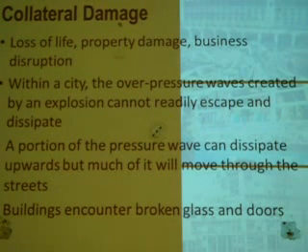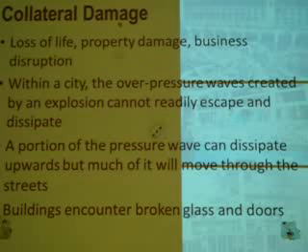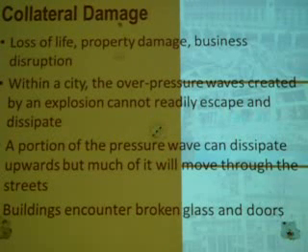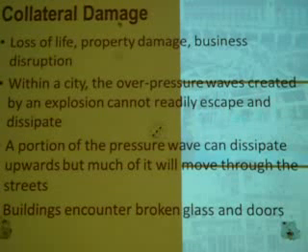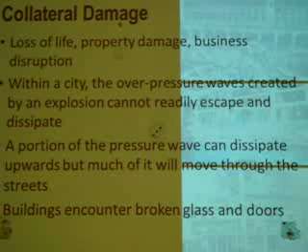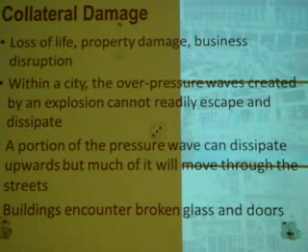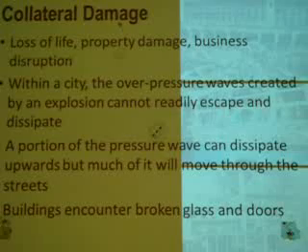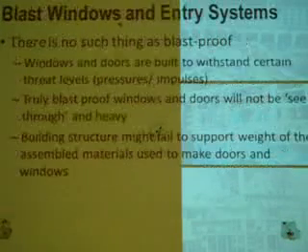Bomb blasts cause collateral damage that includes loss of life, damage to property, and destruction of businesses. Generally, wherever a blast happens, the blast wave spreads throughout the street. It does not go up into the atmosphere, and the streets act as channels for the blast wave. In areas where the blast wave passes through, the glass of windows and doors in the buildings may cause secondary damage.